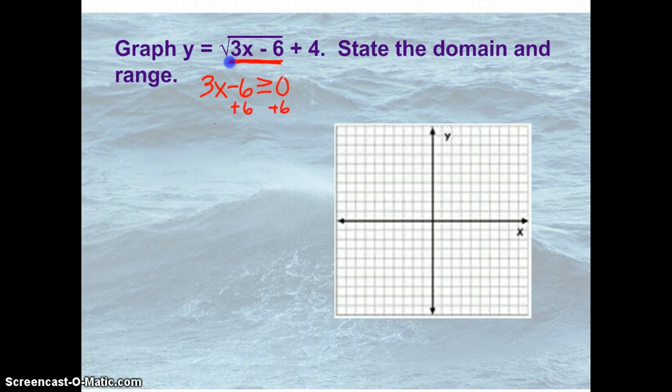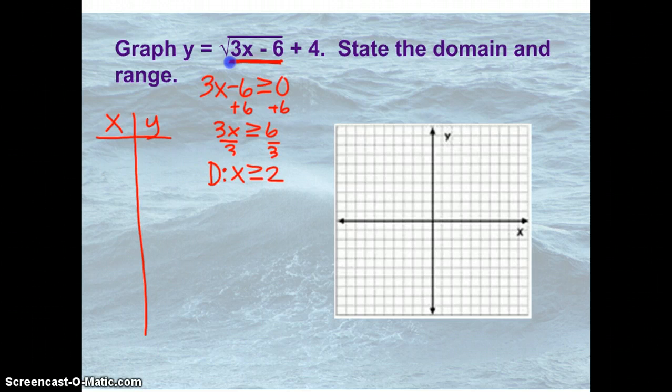Solve for x, 3x greater than or equal to 6, divide by 3, so x has to be greater than or equal to 2. That's our domain. We use that domain to make our table. Remember, the first one is that number. And because x has to be greater than or equal to 2, we're going to choose a few more numbers that are greater than 2.